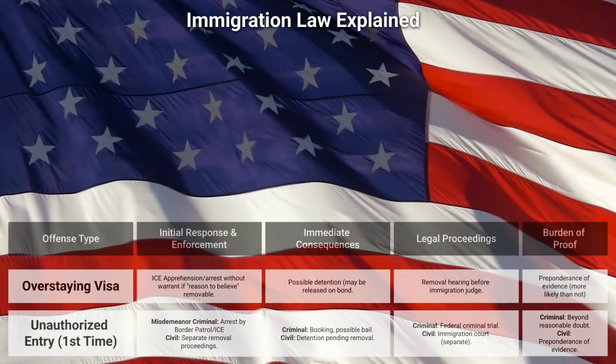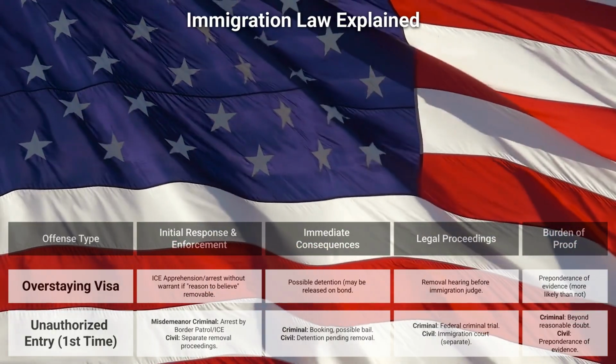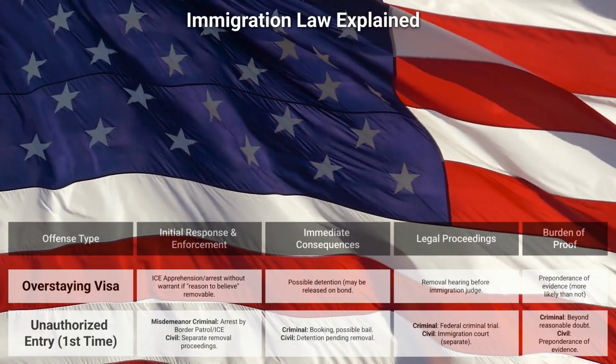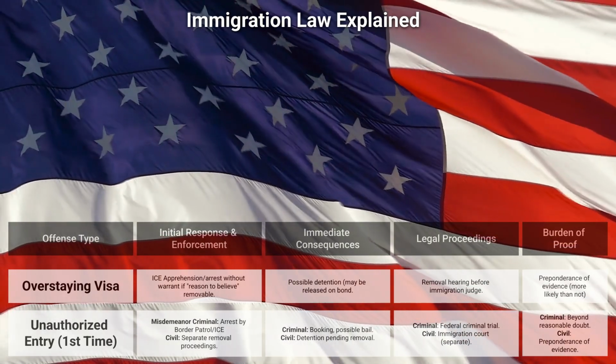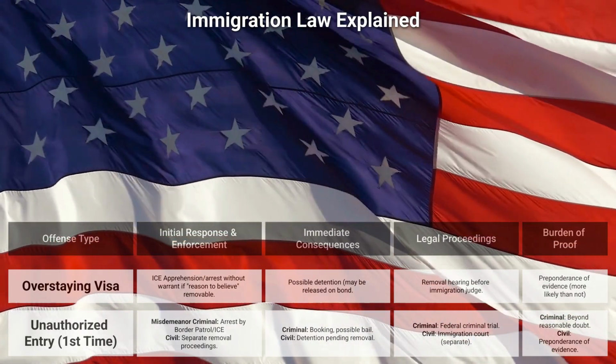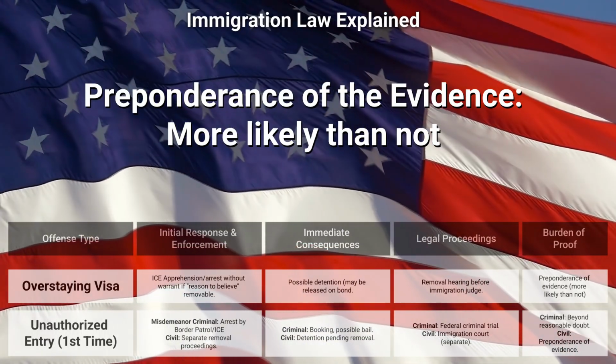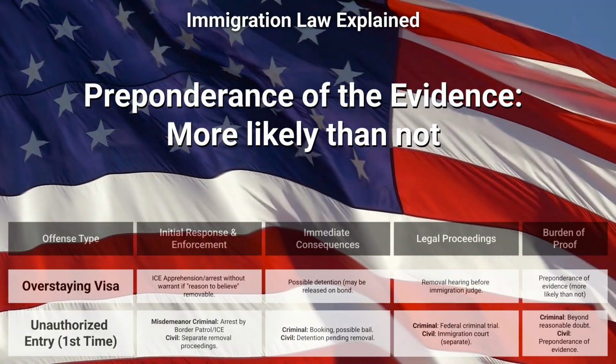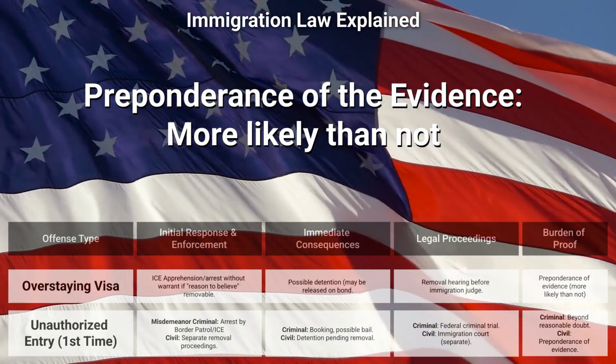In criminal cases, the government must prove guilt beyond a reasonable doubt. You get a jury trial. You get an appointed attorney if you can't afford one. These are your Fifth and Sixth Amendment rights. In civil immigration proceedings, the standard is lower. Preponderance of the evidence, more likely than not. There's no jury, and there's no constitutional right to an appointed attorney, though you can hire one.